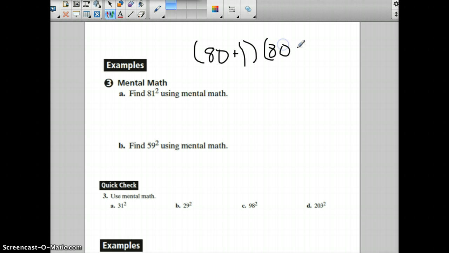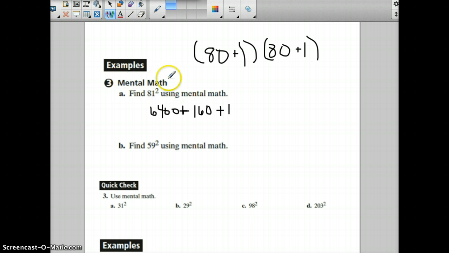So knowing what happens and recognizing the pattern with this, we can square 80, and what do we get? 80 times 80 is going to be 6,400, right? That's our first term. Our outers are going to give us 1 times 80, as well as our inners, which give us 1 times 80, which gives us 80 plus 80, which is 160. And then our last term is going to be 1 times 1, which is 1.